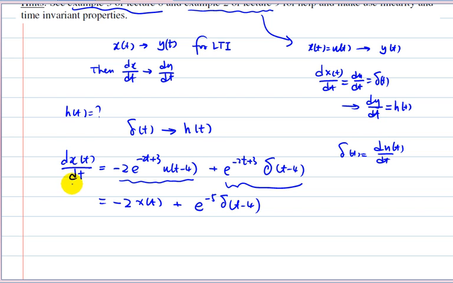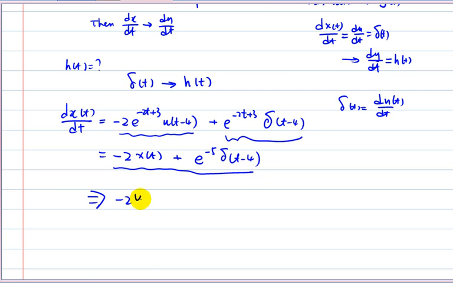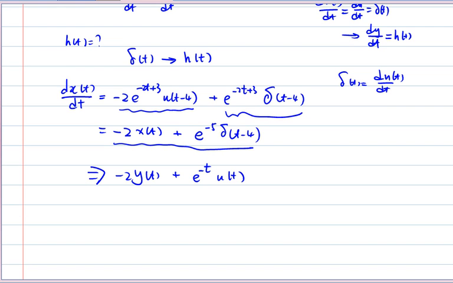So what does this produce? According to the given question, this produces negative 2y of t plus this. So it produced this. Let's take a look at the observation here. This input produces this output, and we also know that x of t produces y of t. So watch the first term here. x of t produces y of t, which means negative 2 x of t produces negative 2 y of t, right?